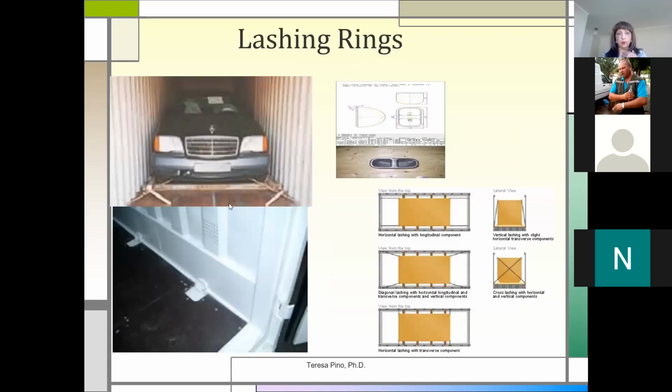Lashing rings are the rings inside the container to keep the cargo steady so it doesn't go bouncing and crashing against the walls of the container. So like you see here in the car, even with the movement of the vessel in the ocean, it's not going to crush against the walls of the container. It's because it has lashing rings, so you can pull strings around and hold them, or chains.